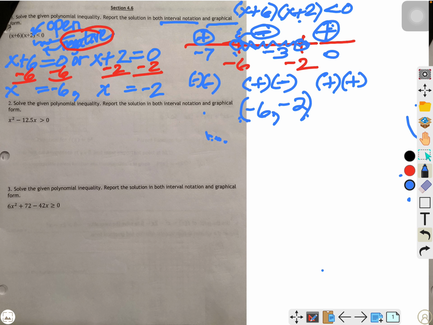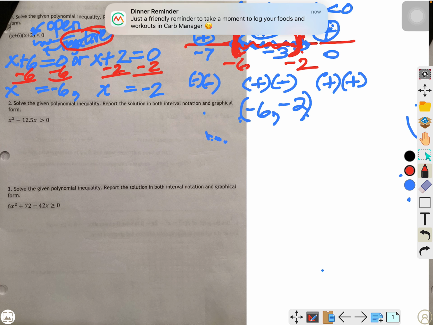So if you wanted to use parentheses at this point, you could. Open parentheses, and the middle region.